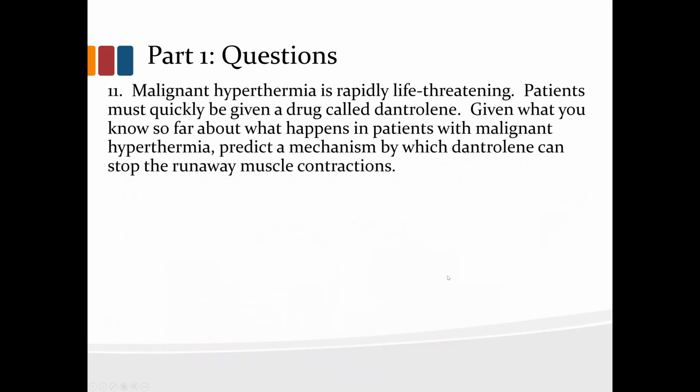So number 11, malignant hyperthermia is rapidly life-threatening. That's why it's called malignant. The malignant part means life-threatening. Patients must quickly be given a drug called dantrolene. Given what you know so far about what happens in patients with malignant hyperthermia, predict a mechanism by which dantrolene can stop the runaway muscle contractions.